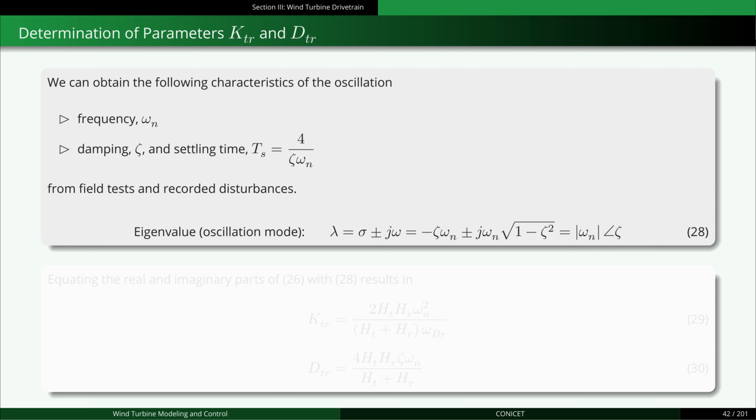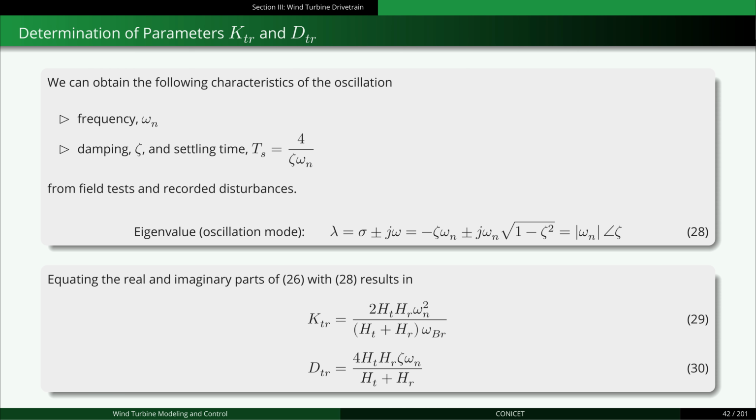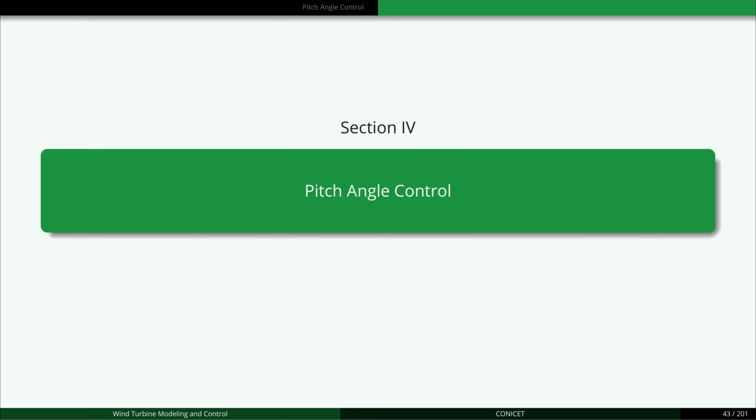This allows us to determine the eigenvalue shown in Equation 28. Then, by equating the real and imaginary parts of 26 with 28, we can find the spring constant and damping coefficient as a function of the turbine and generator inertias and the frequency and damping of the oscillation. In this way, we can represent the wind turbine mechanical system using a two-mass model with parameters given by Equations 29 and 30. Now, we will describe the blade pitch angle actuator and its controller.